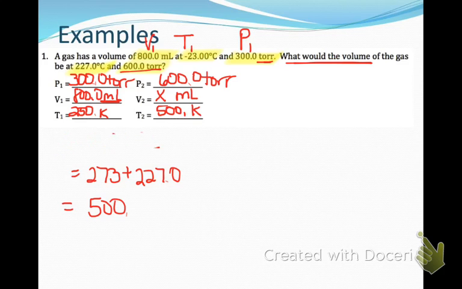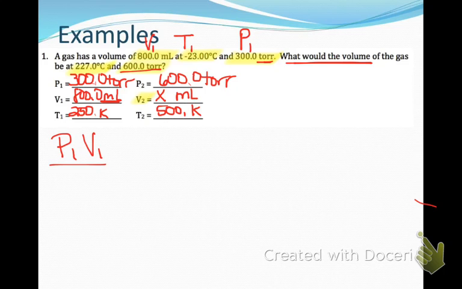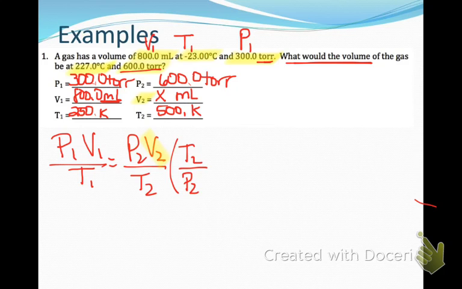Make sure that decimal point is there as well. And I'm going to erase this just so I have enough room for all my other stuff I need to do. So I have values for P1, V1, T1, P2, and T2. V2 is my unknown. So let's take our formula. Try to figure out where I have the most amount of space. So P1, V1 over T1 is equal to P2, V2 over T2. So I want to isolate my V2. I'm just going to multiply T2 over P2 by both sides.